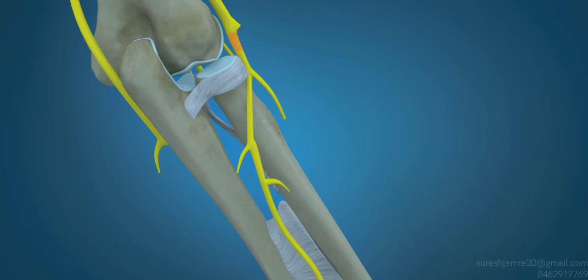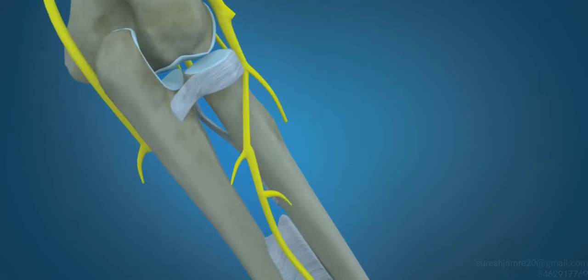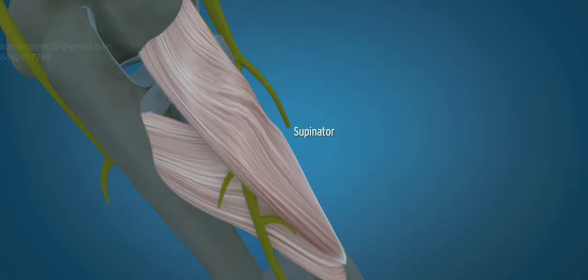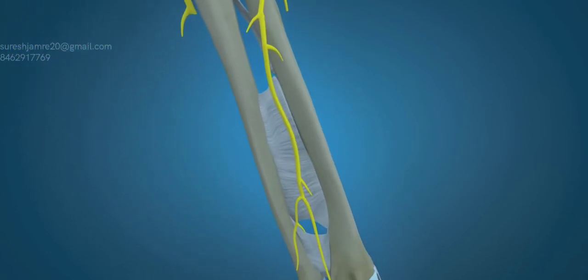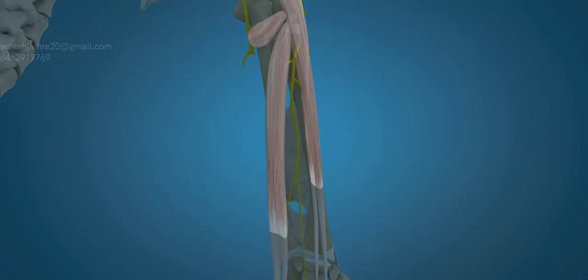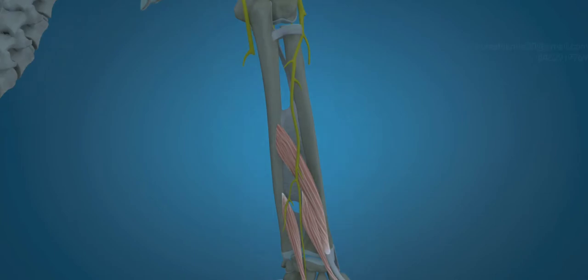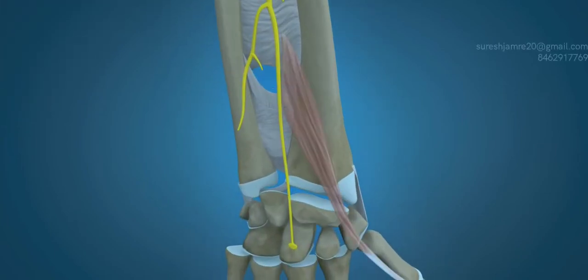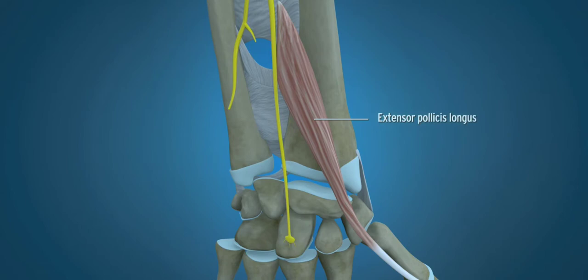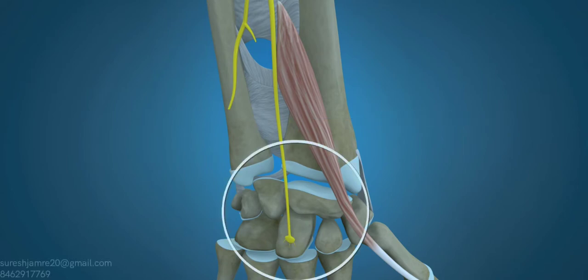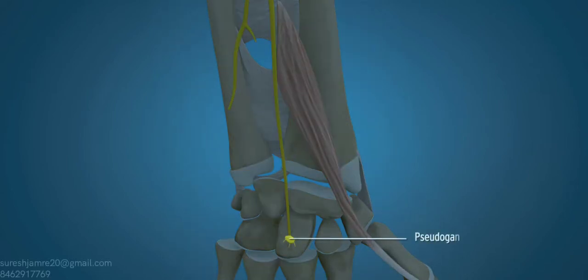The posterior interosseous nerve leaves the cubital fossa by winding around the lateral side of neck of radius by piercing the supinator muscle. It emerges from the supinator, passes downwards between the superficial and deep extensor muscles. At the lower border of extensor pollicis brevis, it passes deep to the extensor pollicis longus. It passes up to the wrist and ends by forming a pseudoganglion.